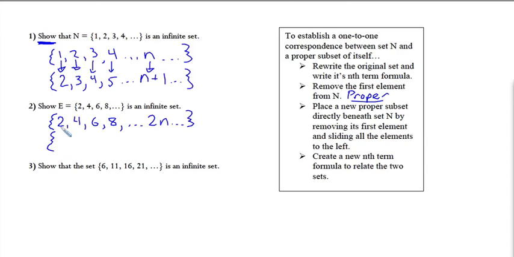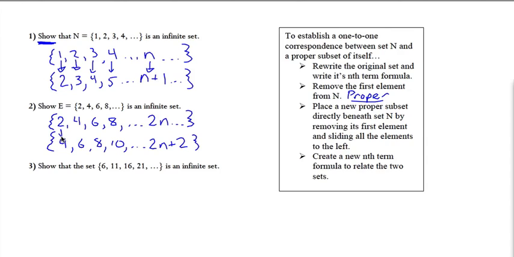Then directly beneath it, we get rid of the 2, which is the first element in the set, and we start with the 4. We're going to go 4, 6, 8, and we continue the pattern one more, 10. And then we make a new nth term formula for this set. The way it's going to work is it's always going to have the same beginning. So since this was 2n, our beginning here will also be 2n. We got the 2n because this is going up by 2. When we plug in 1 for n, that gives us 2. Then we have to say, how do I get up to a 4? We have to add 2.